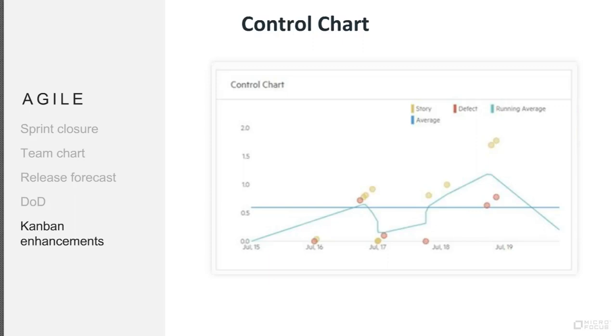Control chart basically shows you the cycle time over time of the items completed.